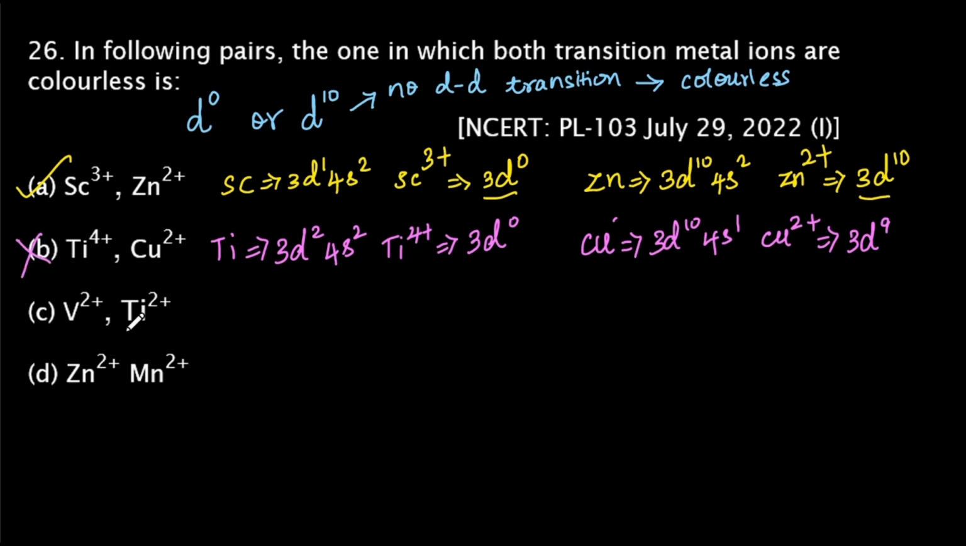Then in option C, titanium in the +2 oxidation state is given. Only the 4s electrons are removed, so the 3d2 configuration will be there. So that pair is not correct. Then the next one, Mn2+, has the configuration 3d5. 3d5 will show d-d transition. So option D is also ruled out. So the correct answer is option A.